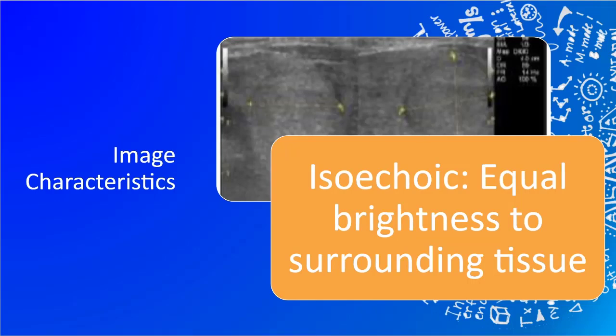Lastly, then we have isoechoic as a comparison word. Isoechoic means equal brightness to the surrounding tissue. So you can see there's this very faint structure that is being measured in these images, but if you look at the echo texture, the echo brightness of this structure compared to the surrounding tissue, it's about the same. So iso means same echogenicity.